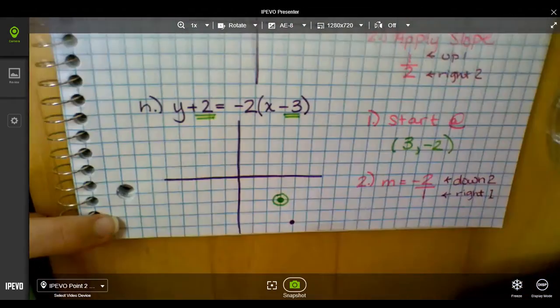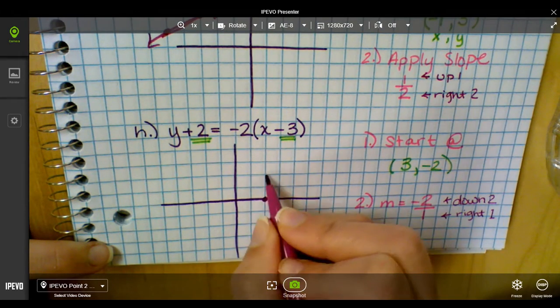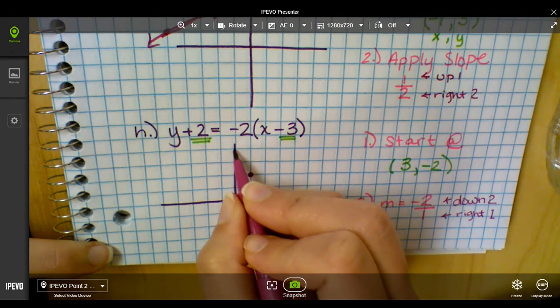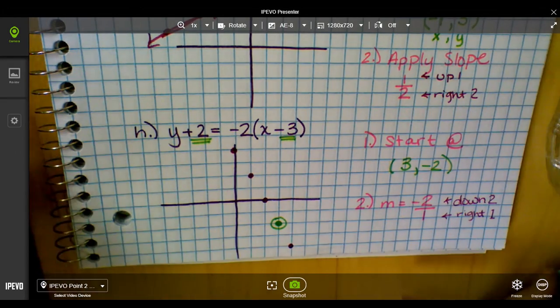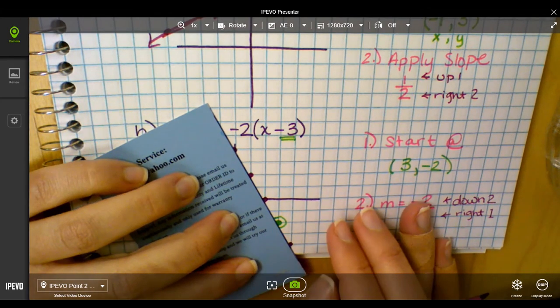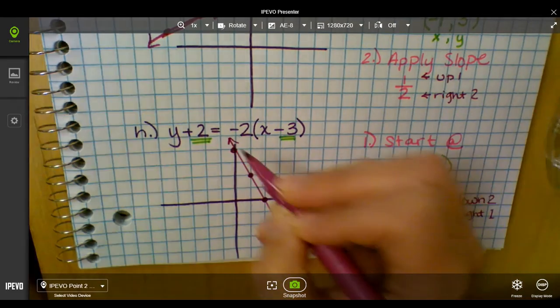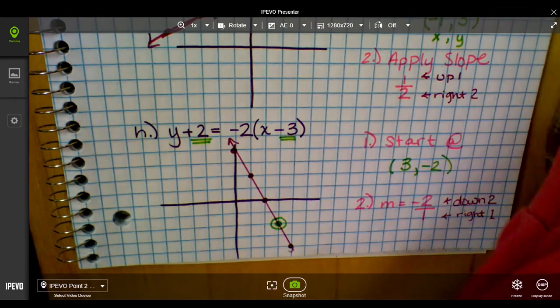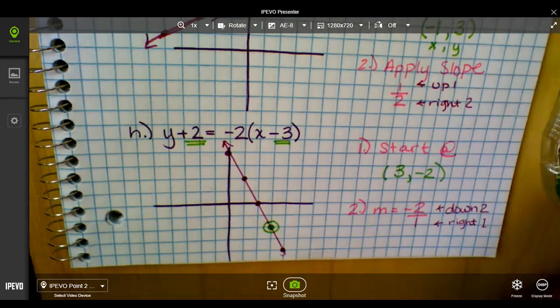Automatically, I ran out of space. So that means I'm going to go up 2 to the left 1, up 2 to the left 1. And I usually just try to fill up the whole graph when I do these. So I just try to always go in both directions. Okay, so that is graphing in point slope form.